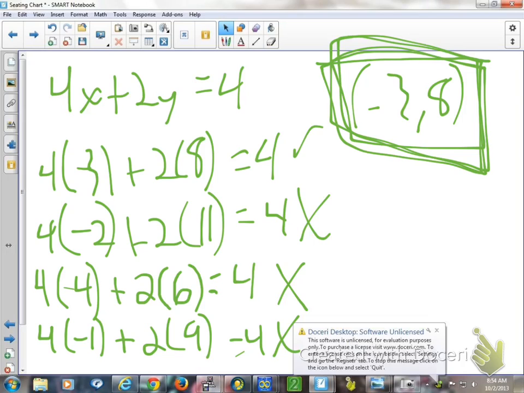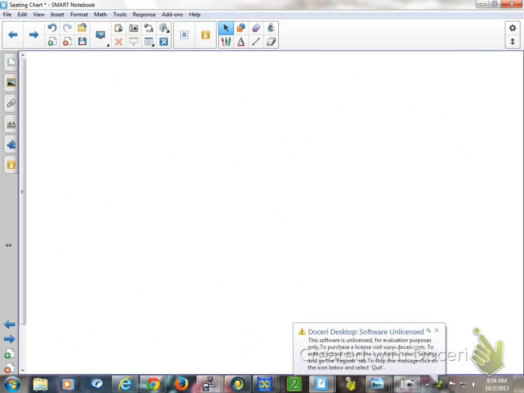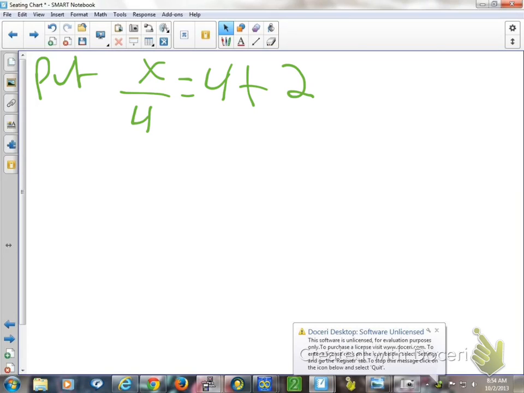Number 10. Put this equation in standard form.